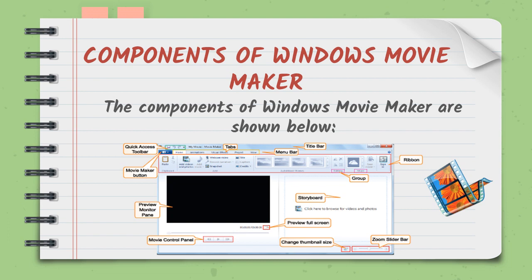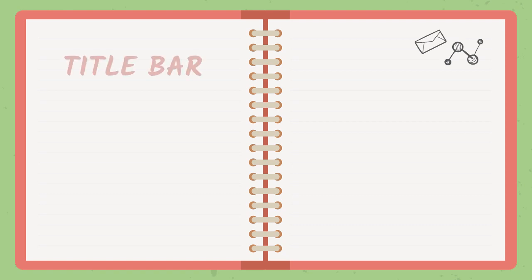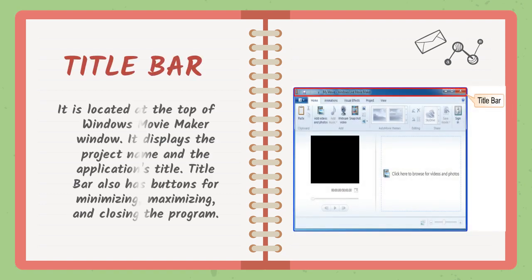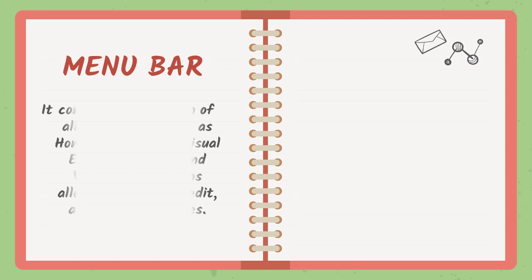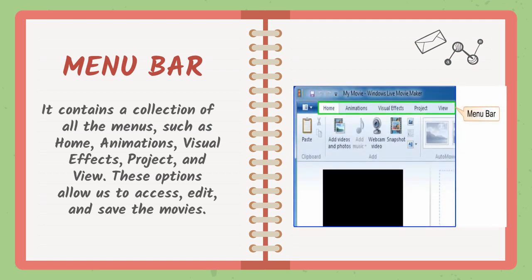Let's discuss them individually. The first one is the title bar. It is located at the top of the Windows Movie Maker window. It displays the project name and the application's title. The title bar also has buttons for minimizing, maximizing and closing the program. Menu bar. It contains a collection of all the menus such as home, animations, visual effects, project and view. These options allow us to access, edit and save the movies.